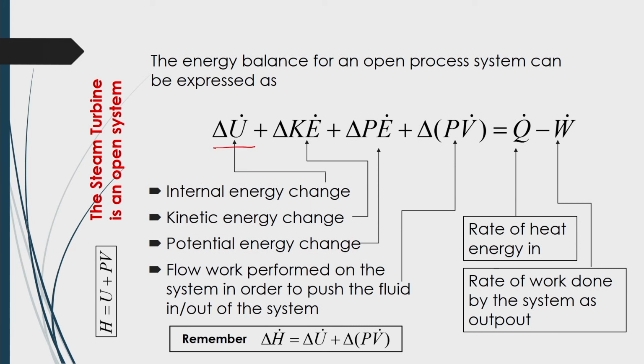From this you can write it more concisely: the rate of internal energy change will be delta U dot, the rate of kinetic energy change will be delta KE dot, similarly the potential energy rate change will be delta PE dot, and the flow work change rate will be delta of PV dot, which will be equal to Q dot minus W dot. The definition of each of these terms is given in this slide.